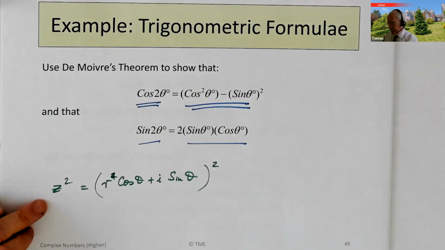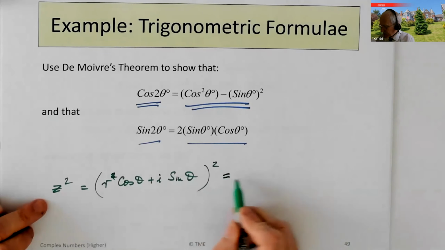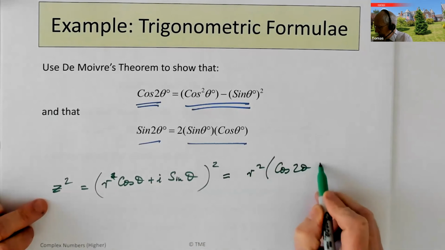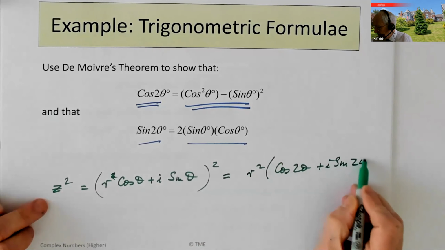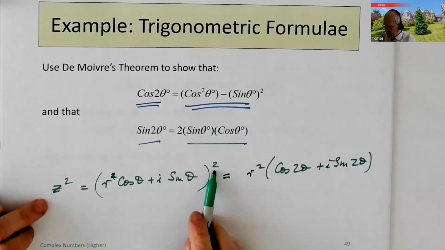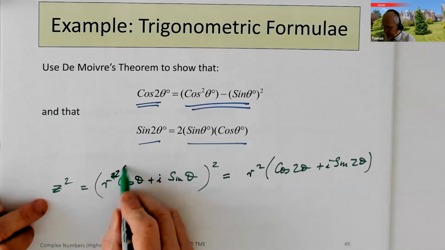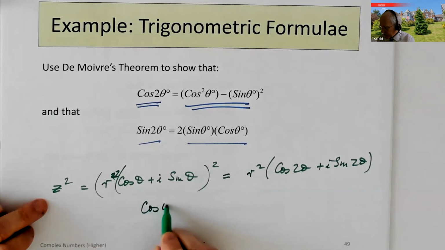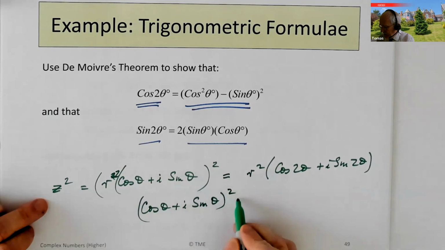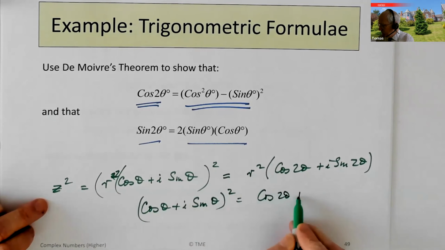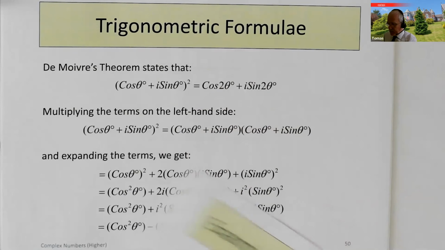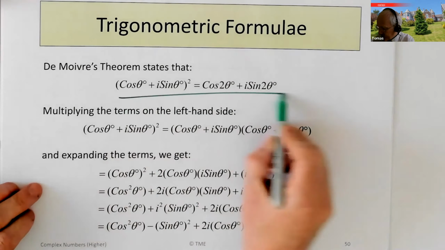All squared. But what de Moivre said was that it's the same as r squared, cos 2 theta plus I sine 2 theta. The trick was you could take that 2 down into it. So I now can see that if I leave the r squared out of it, cos theta plus I sine theta squared is equal to cos 2 theta plus I sine 2 theta. Now I'm not finished. So that's what's going on there.